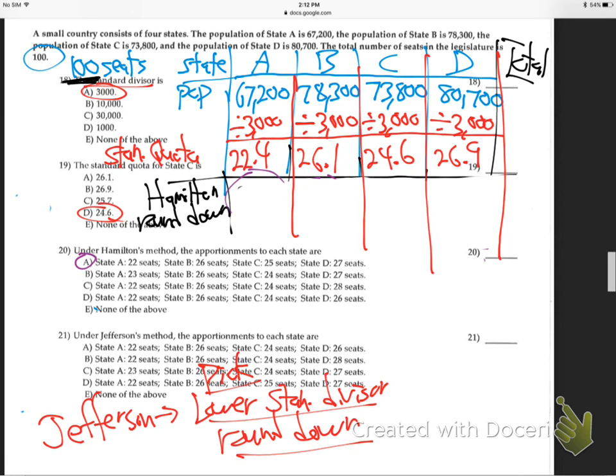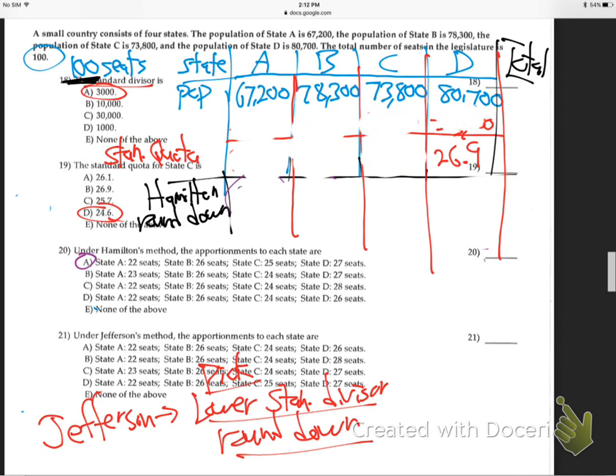So Jefferson's method, what are we supposed to do? I'm supposed to go back and instead of dividing by 3,000, which is the standard divisor, you're supposed to divide by a number a little bit lower than 3,000. Something a little lower than 3,000.